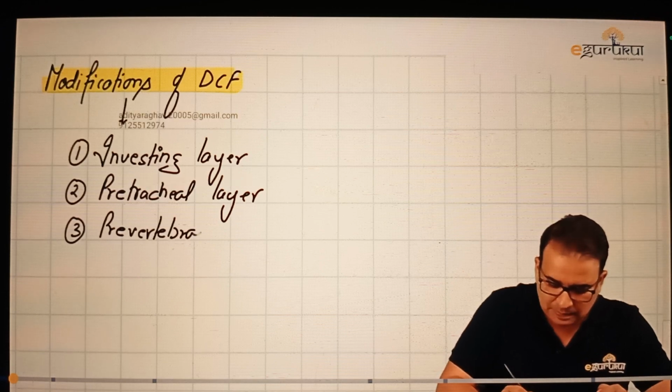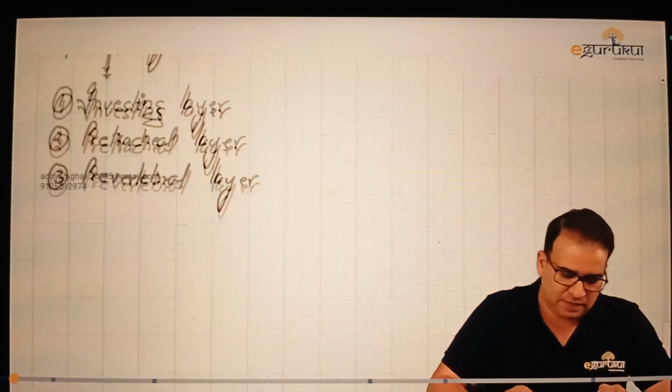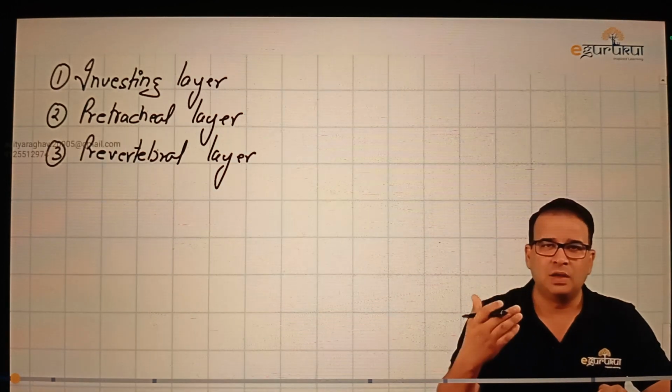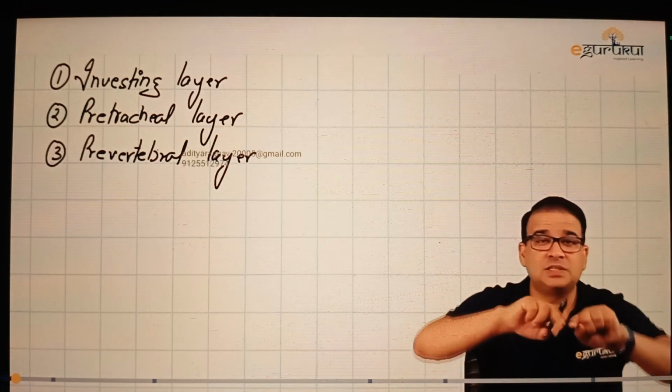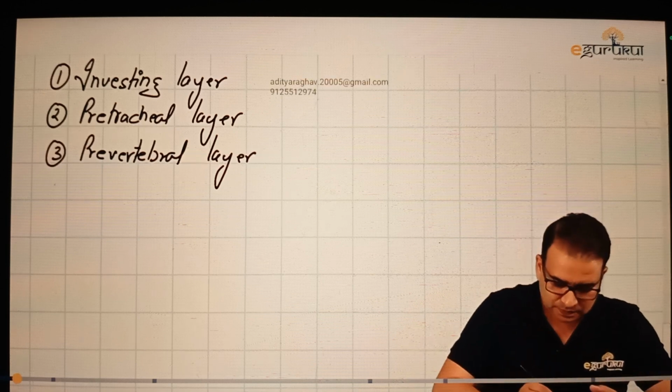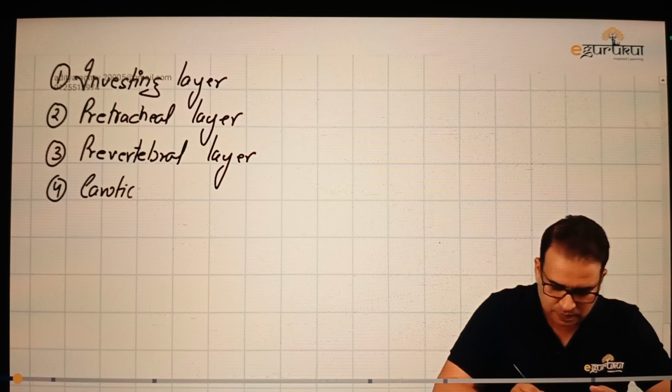Then we have the prevertebral layer. The prevertebral layer again tells you it is enclosing the prevertebral muscles. The name sometimes could be misleading, because when you look at the name prevertebral, we think of it as present only in front of the vertebrae. No, it's not. It is present all around the vertebrae. So it is enclosing the prevertebral muscles all around. So that's the prevertebral layer.